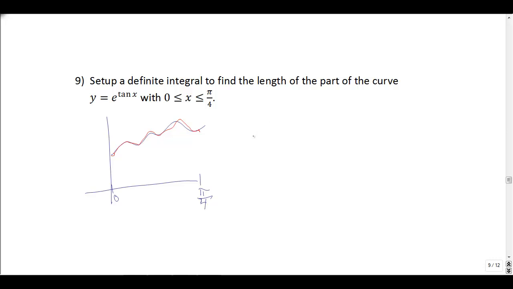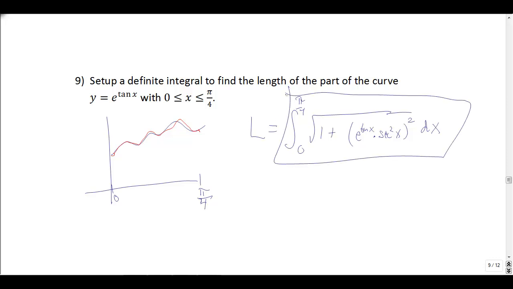And the integral setup is my arc length. I'm going to choose to do it with respect to x, from 0 to pi over 4. It's the square root of 1 plus the derivative of y, or dy dx, squared. So our derivative of y would be e to the tangent x times the derivative of tangent x by the chain rule. The derivative of tangent x is secant squared x. And then we have to square that, dx. So this is really all we need to do for an answer. Set up some integral that we could then plug into some kind of software to figure out an approximation.